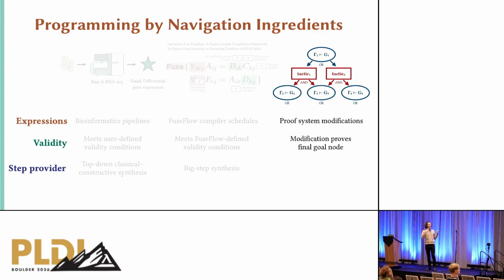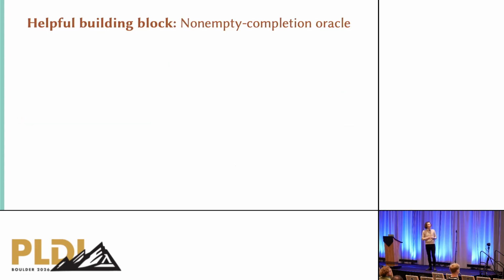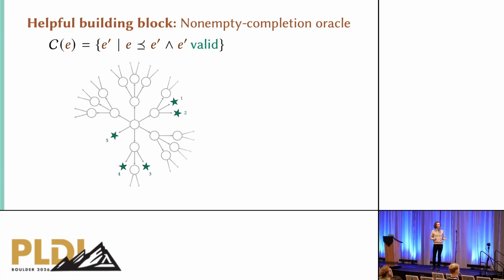That just leaves how we're going to be providing these steps to the user. Before I talk about what the step providers are, there's one last helpful building block, which is this idea of a non-empty completion oracle. We'll say that the completion of an expression is going to be the set of valid expressions that are reachable from it. So if we take a look at this schematic from earlier, the completion of the expression in the middle is going to be all 5 green stars, and the completion of that expression is just going to be the stars 1 and 2.